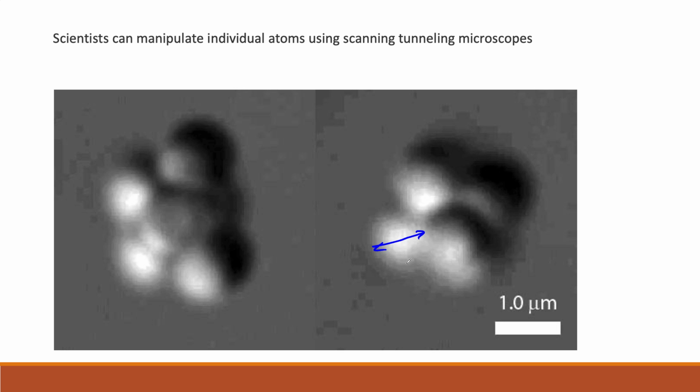I believe this is gold, but they're able to move it around and make a little pyramid out of this. So here's my atom of gold right here. And here's the diameter. And it looks like a sphere. So we've proven that atoms are spheres.